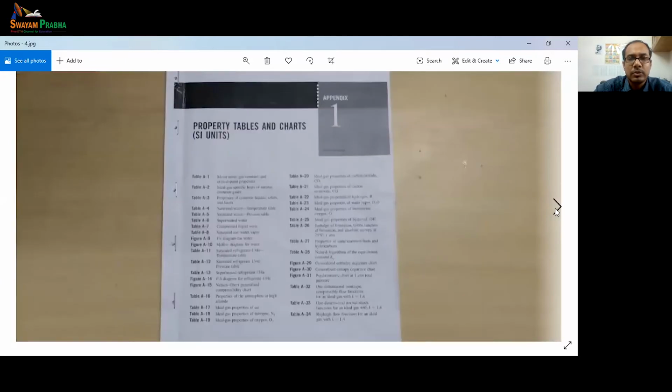Okay, so we have introduced these property tables, which you have looked at for solving the problems from the last tutorial. This is my version. This is just taken from the Cengel and Boles book, from the appendices of that. And here all the property tables are put together in one place. So we are going to use this one, and whichever table we will use, that will show on the screen. So please pay attention.